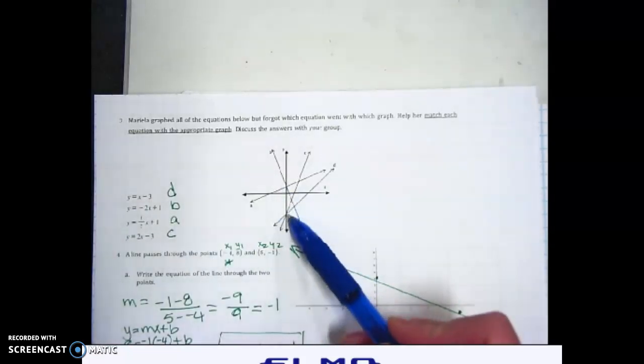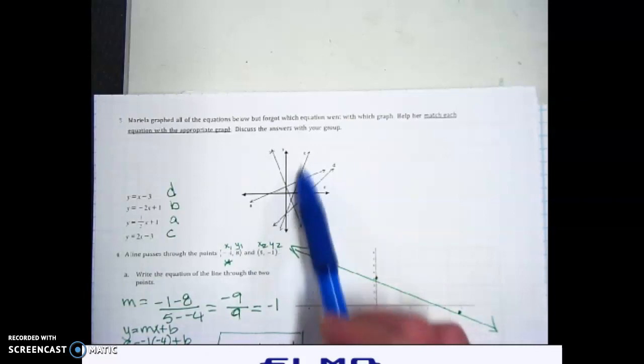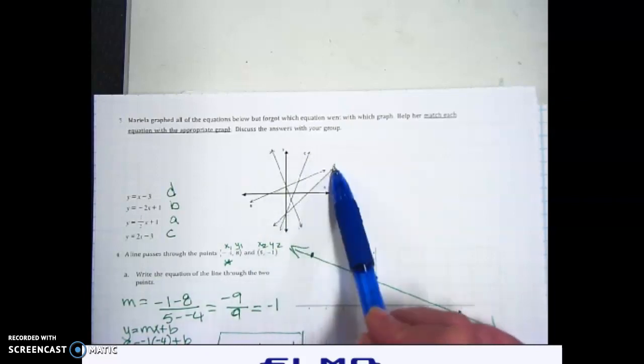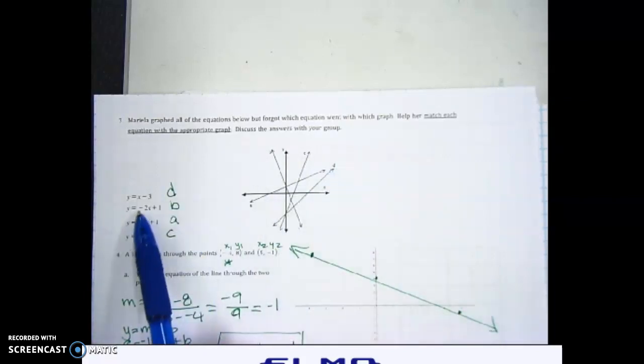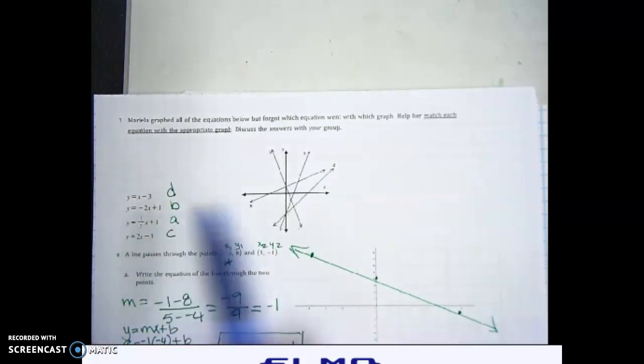So I looked down here. Okay, I have 2 lines. This one is going up 1/1. The C seems a little too steep. D seems about right. Y equals -2x plus 1.